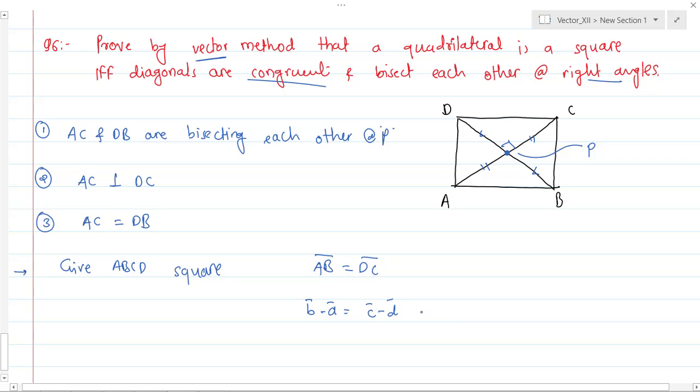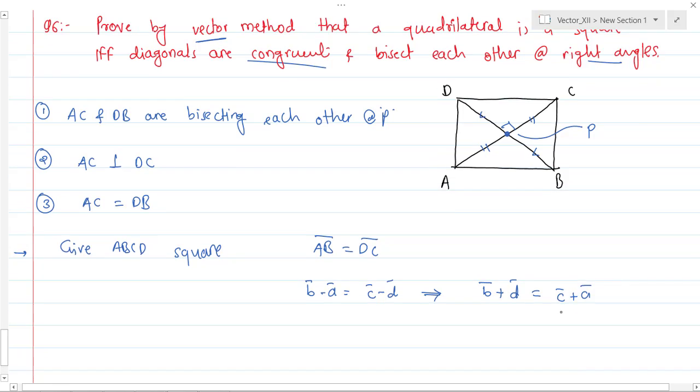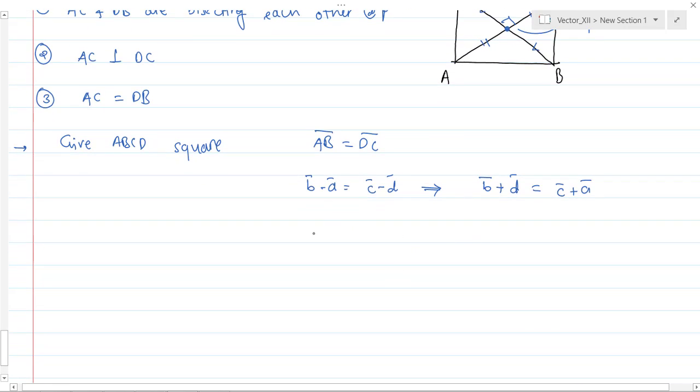So if I take these negative parts on the opposite side, b bar plus d bar equals c bar plus a bar. After this, if I divide both sides by 2, I get (b bar plus d bar) by 2 equals (a bar plus c bar) by 2. This is nothing but the midpoint formula for BD and AC.